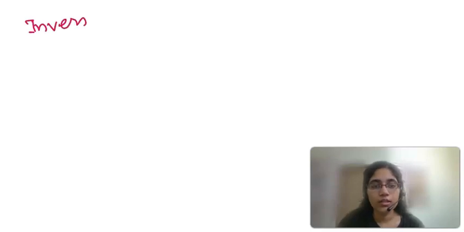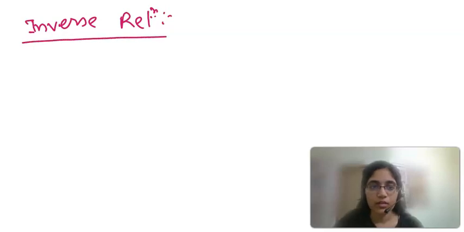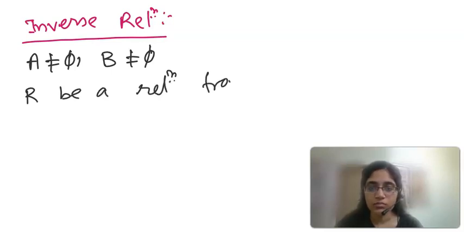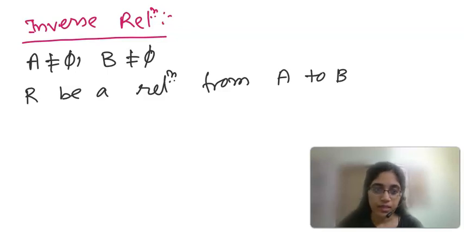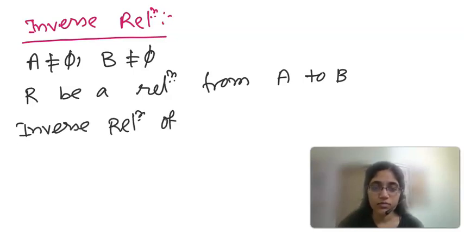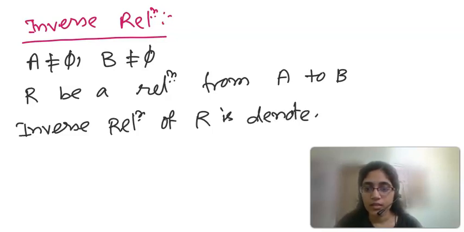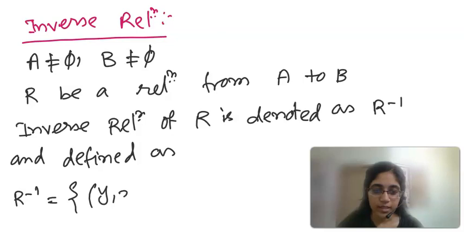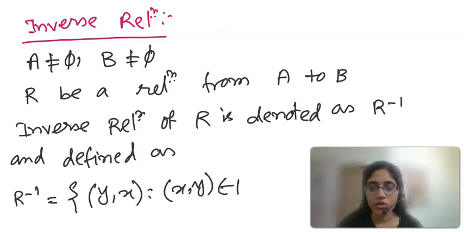So this R2 is also not an identity relation. Now let's talk about the inverse relation. Suppose A is a non-null set and B is a non-null set and R is a relation from A to B. Then the inverse relation of R is denoted as R inverse and it is defined as R inverse equals {(y, x) such that (x, y) belongs to R}.